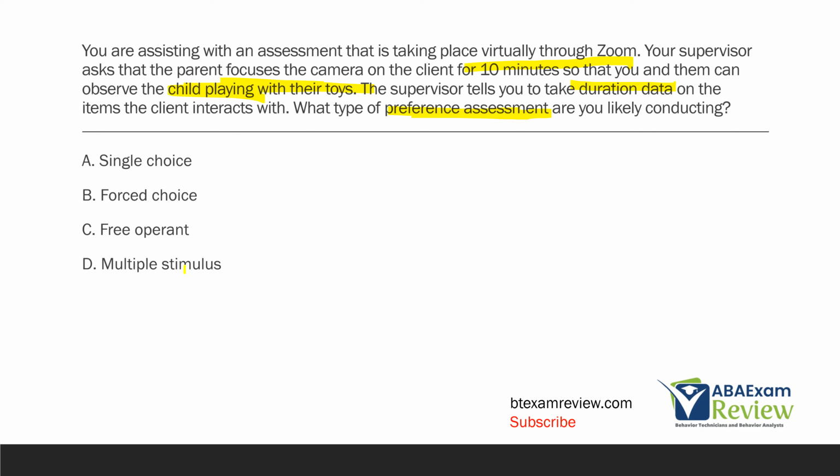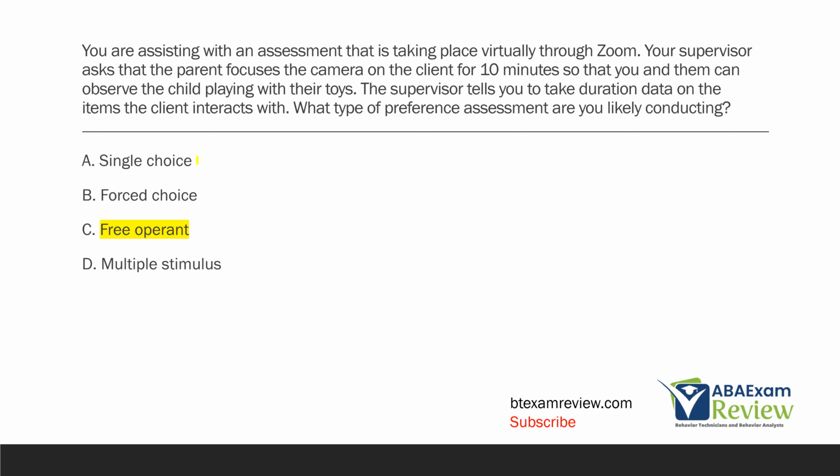Then you have D, multiple stimulus. With the multiple stimulus, even though you don't have 2 items or 1 item that you're just presenting to them, you're still contriving it to where you're controlling what they can interact with. Because in a multiple stimulus assessment, I have an array of items that I picked, and that's the only items that the learner can pick from. What we're doing here is we're just allowing the child to interact with their environment without any constraints or rules. Therefore, this is naturalistic or free operant.